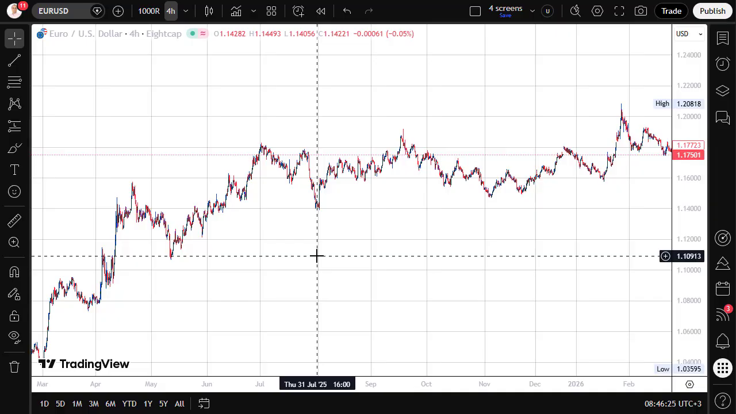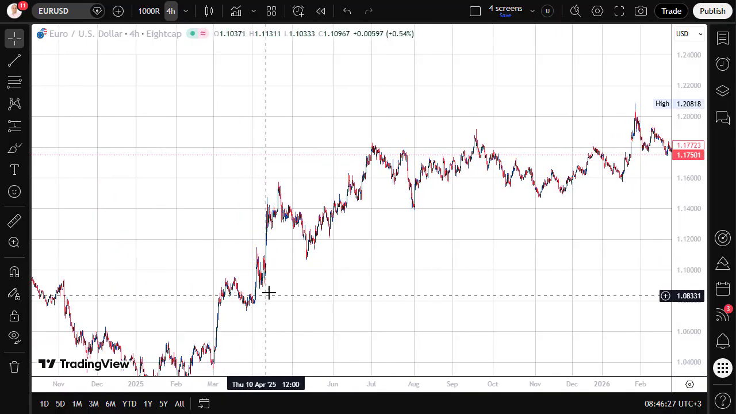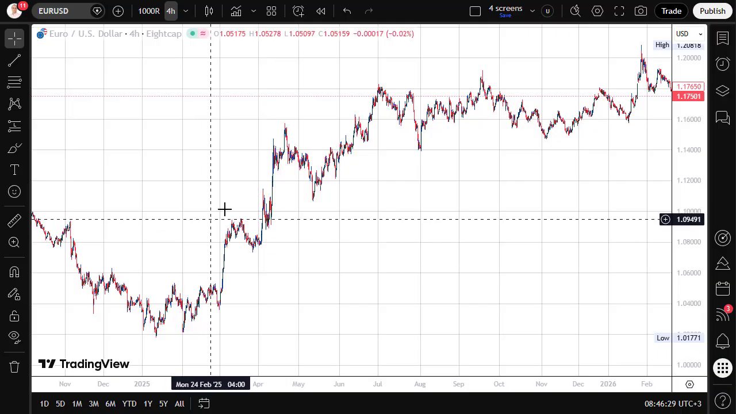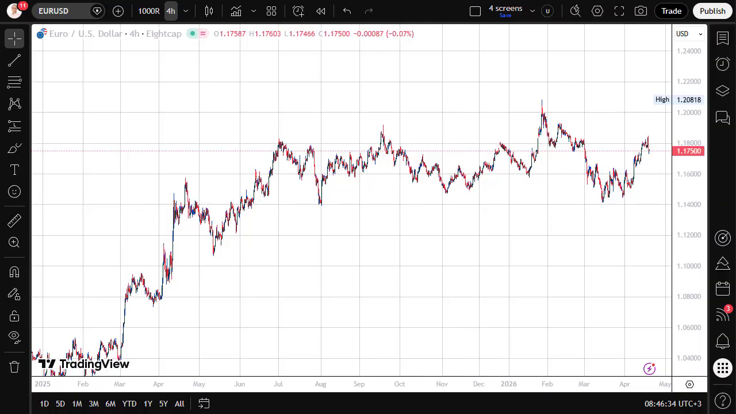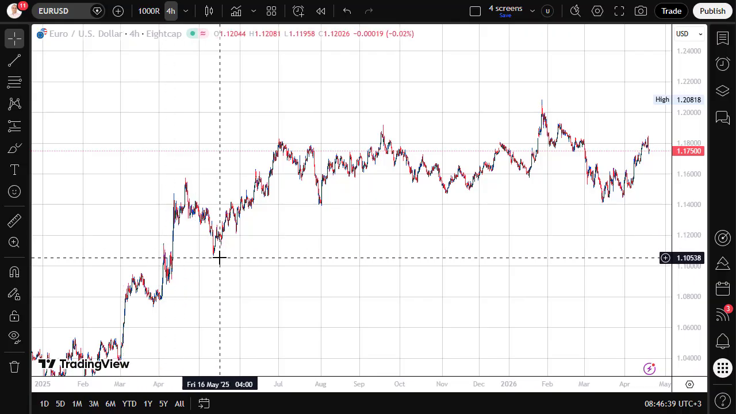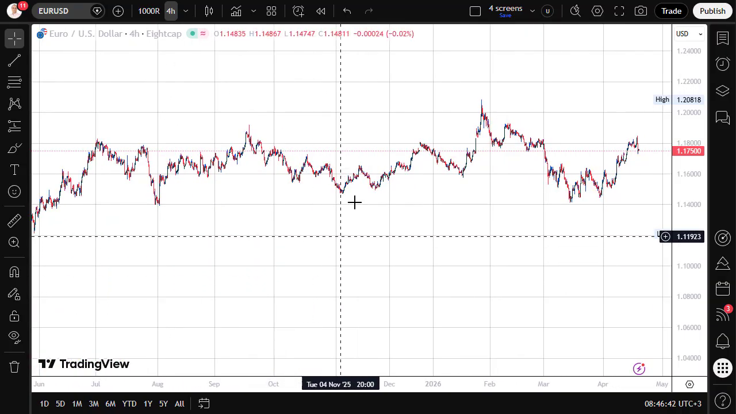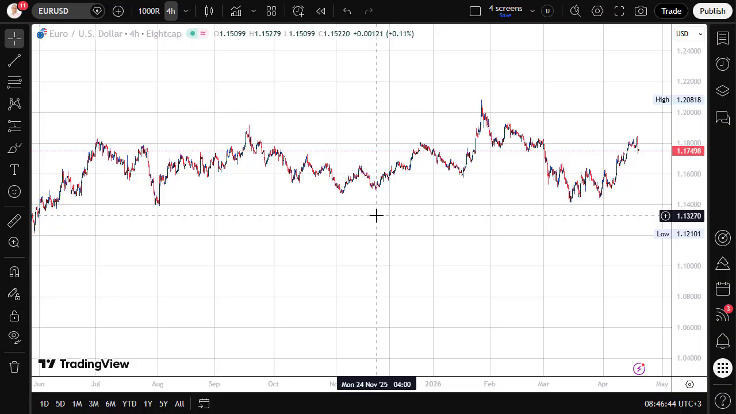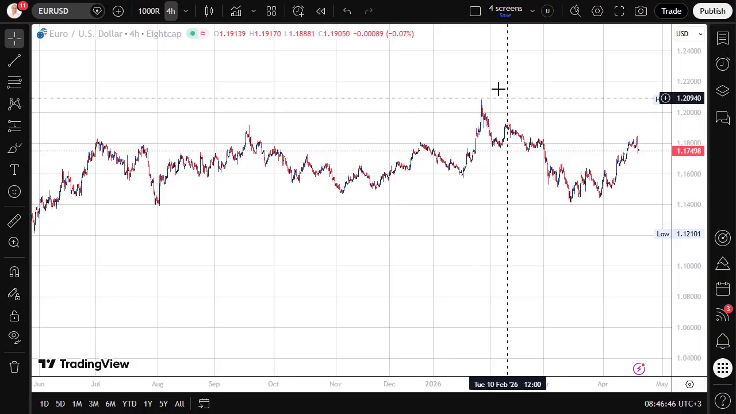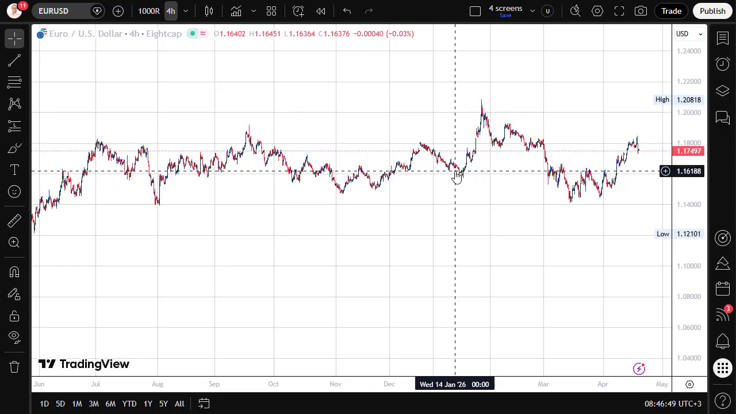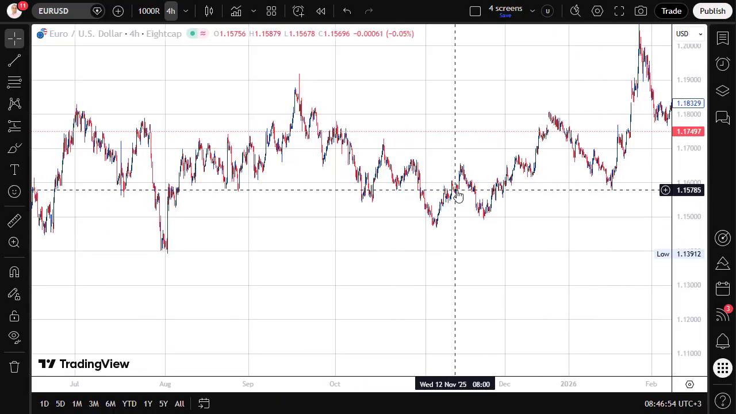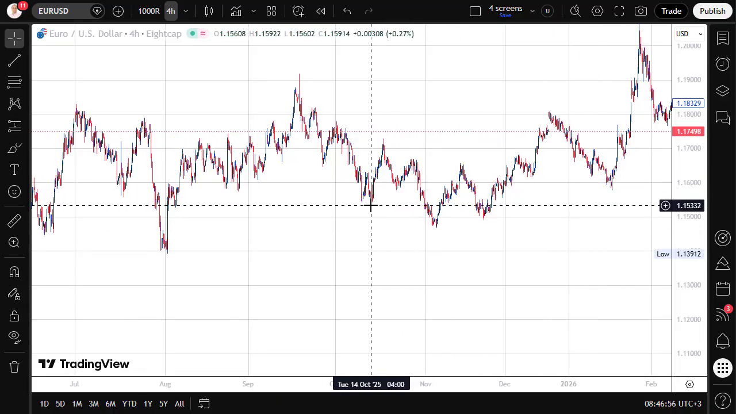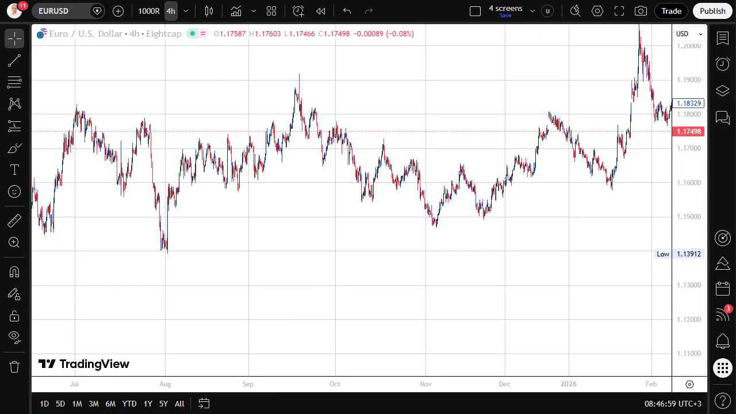So number one, structure. Number two, momentum. Are moves strong or weak? If there are strong moves, well, there is follow through. If it is weak, we are going to have fake moves, even fake breakouts. Number three, volatility. Are candles expanding or contracting? In high volatility, we have faster moves and potentially higher risk. In low volatility, we have, like here, slower moves and less opportunity.